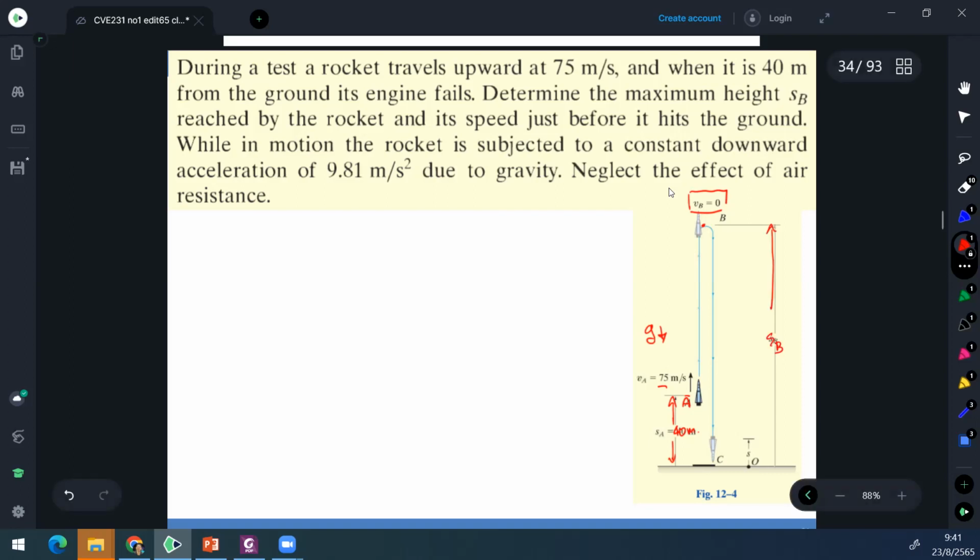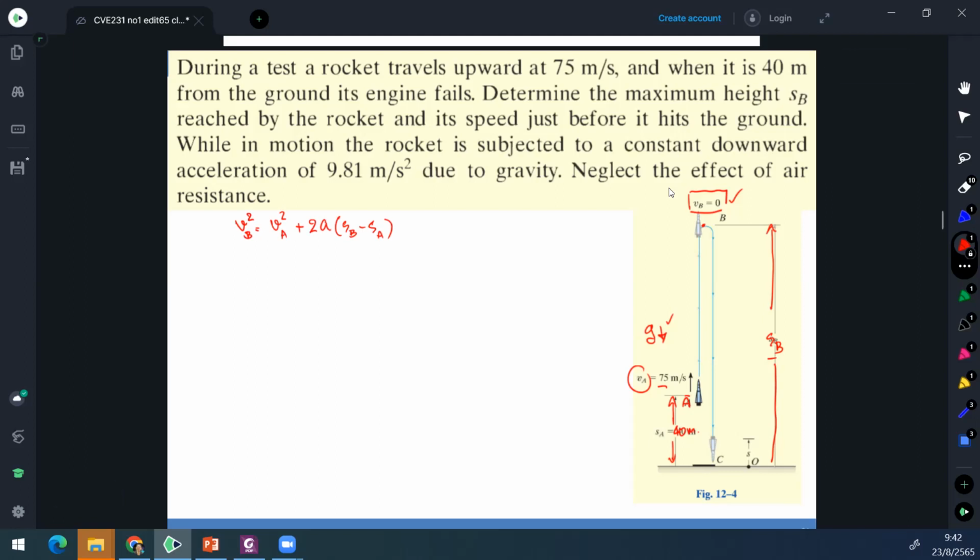SB, that's where the rocket goes up to the maximum height at this moment. So we know VA, we know VB, and we know gravity, and we would like to determine S. So then it's better to use this equation, that is VB squared equal to VA squared plus 2A, SB minus SA.